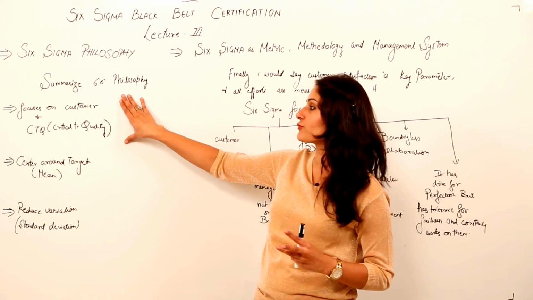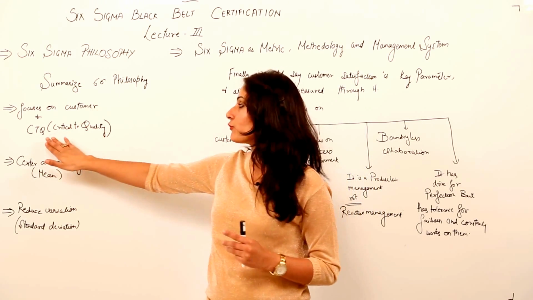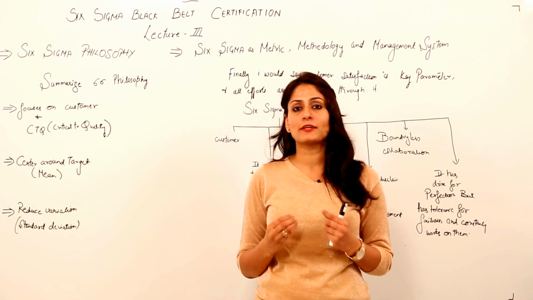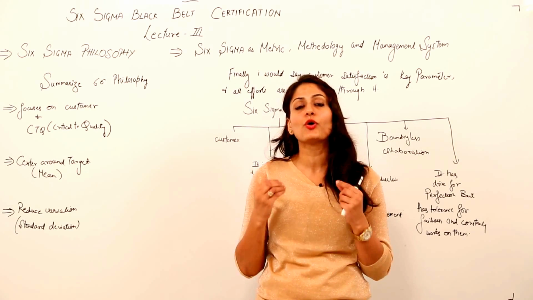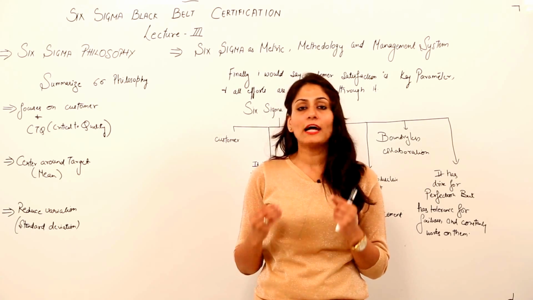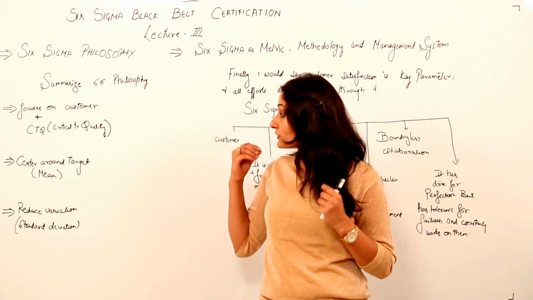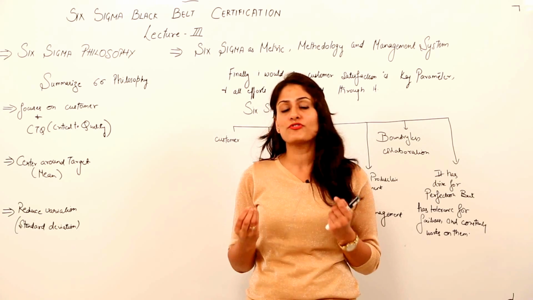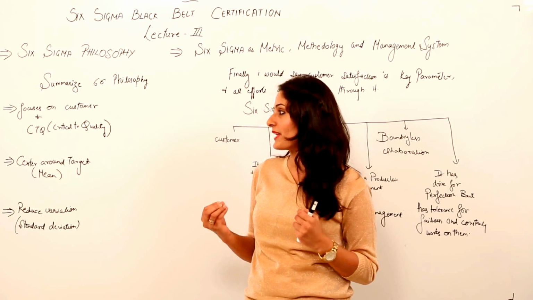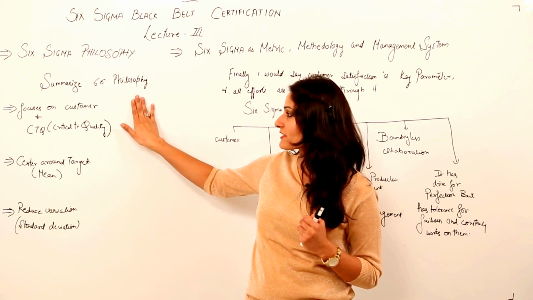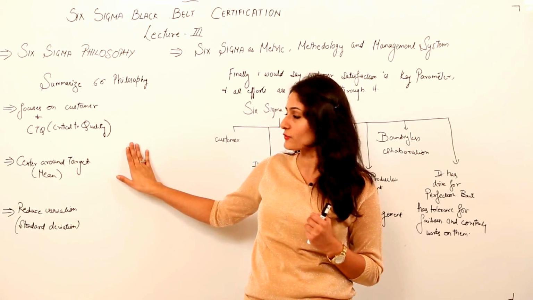The first one is focus on customer, or what is critical to quality. So if I have to start a Six Sigma project, I should know what my customer requirements are, and then I should devise ways to produce goods and services which might make my customer most happy or give him maximum satisfaction. That is the key parameter, and the Six Sigma philosophy focuses on this one.